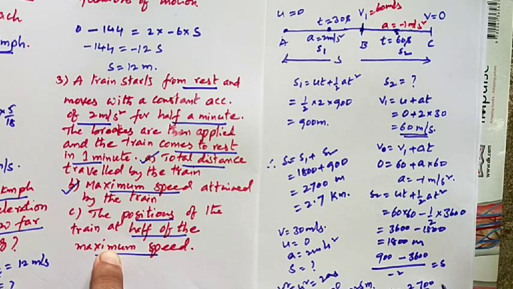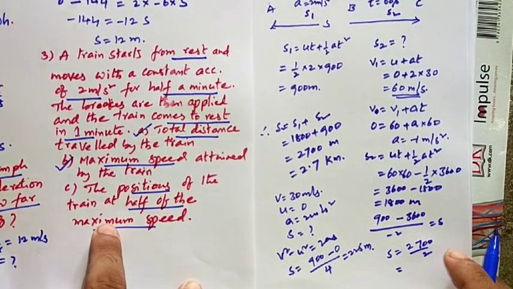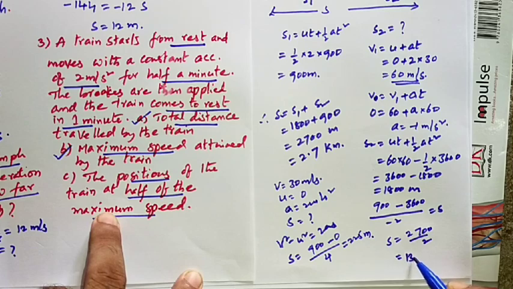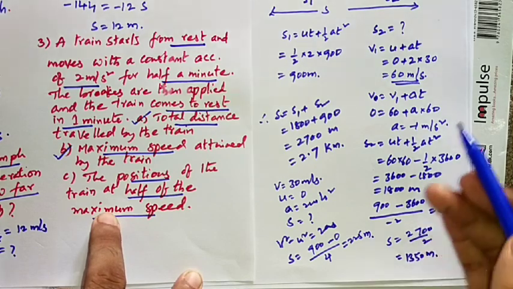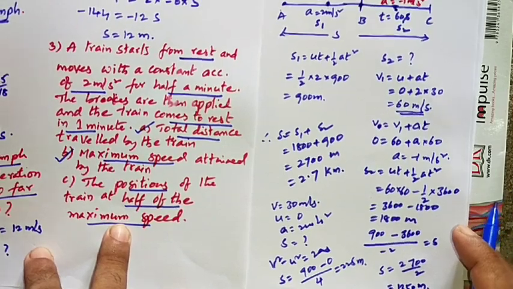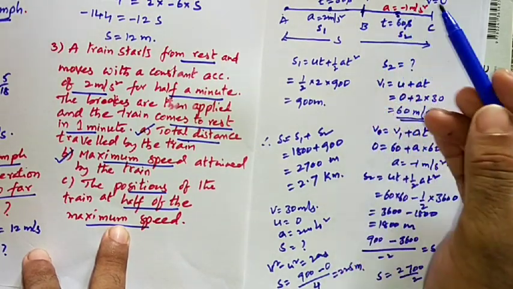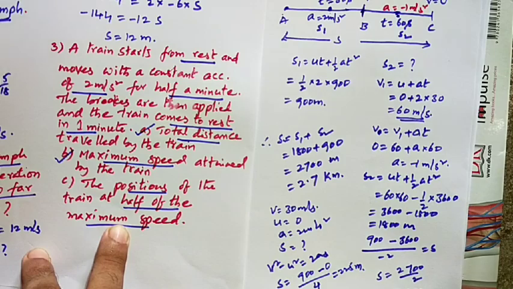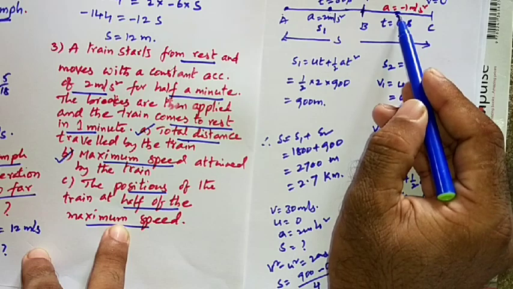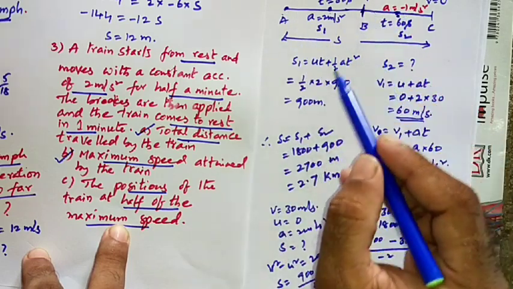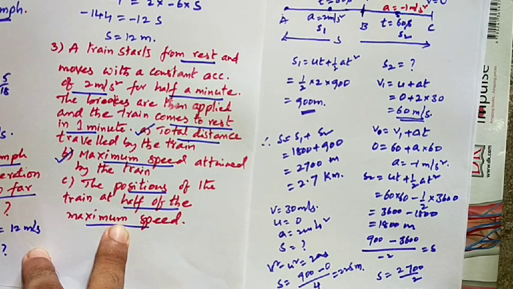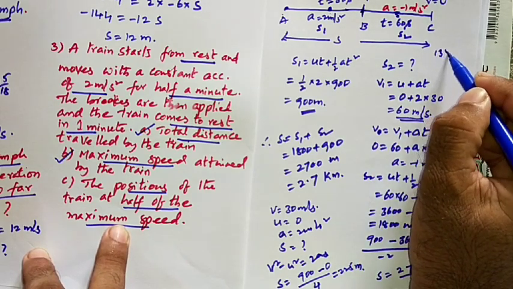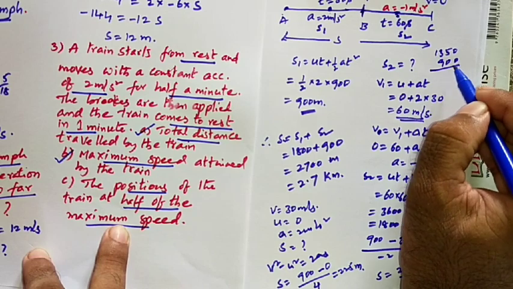2700 by 2. Yes or no? 2700 by 2. Now this is how much? 1350 meters. From where? From point B. It is at 1350 meters, its velocity is half. Then from A how much? From point A. From B it is 1350. From A, what is A to B? A to B is 900. Therefore 1350 plus 900. How much? 1350 plus 900.